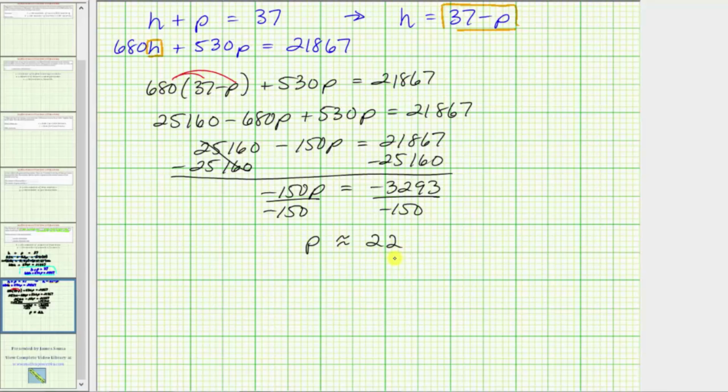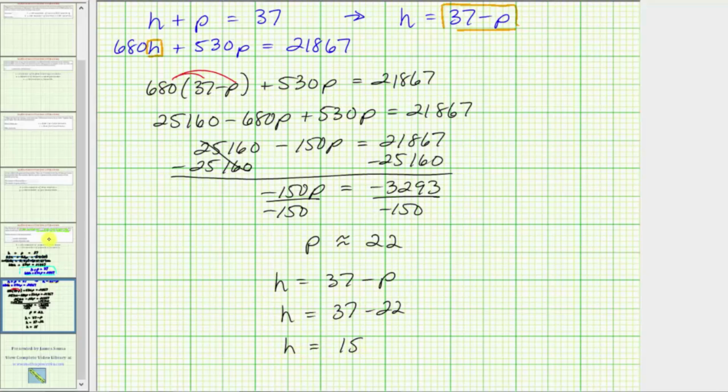We still need to determine the number of pounds of hazelnuts, so we'll substitute 22 for p in this equation here, where we have h equals 37 minus p. Because h equals 37 minus p, and we now know p is approximately 22, we know h is equal to 37 minus 22, which is equal to 15. So now we know the mixture contains approximately 22 pounds of peanuts and 15 pounds of hazelnuts.